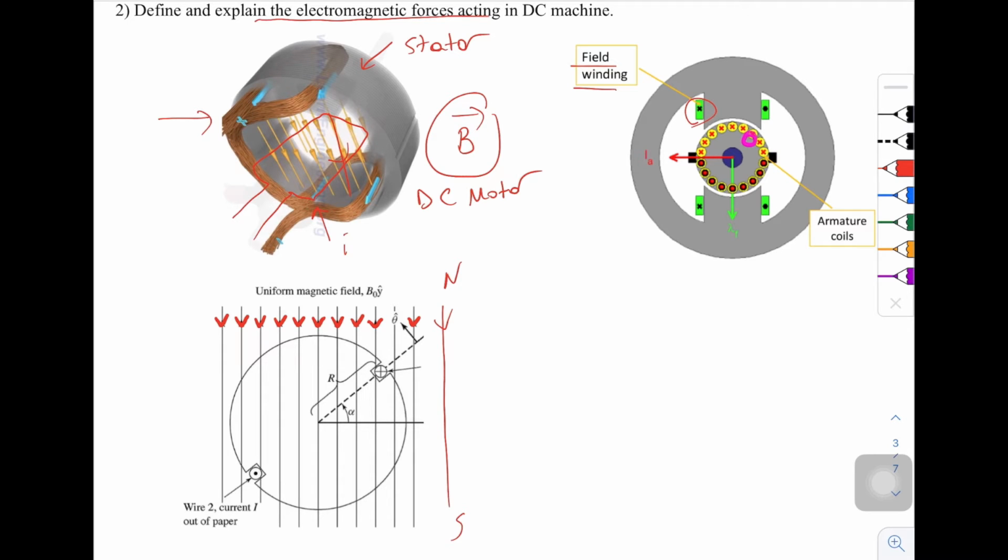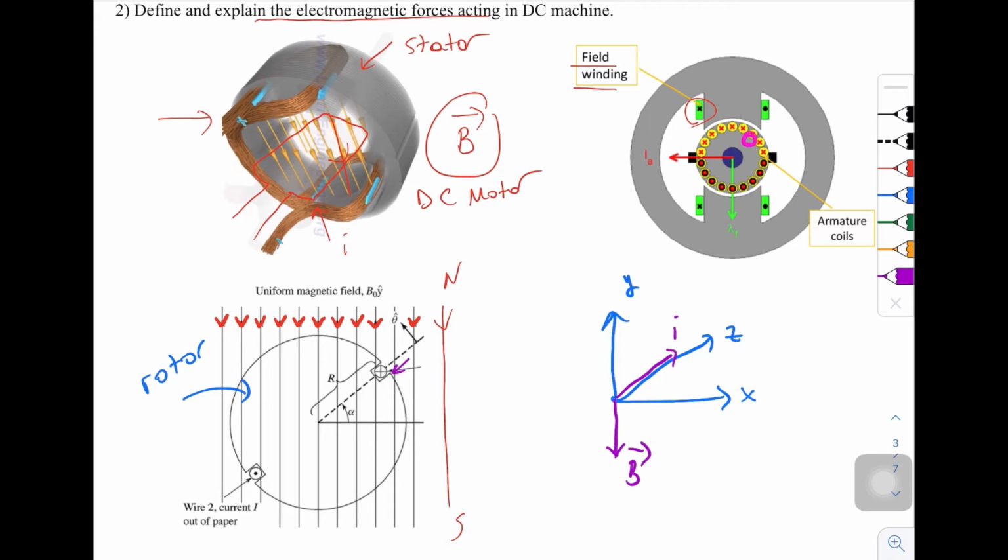And if we apply the right hand rule, but before, let me draw the XYZ plane. Let's say it's X, Y, and Z. We have this rotor placed like this. We have a current inward here. Let's say it's in the Z direction. Our current is in the Z direction. Our magnetic field is in the -Y direction.